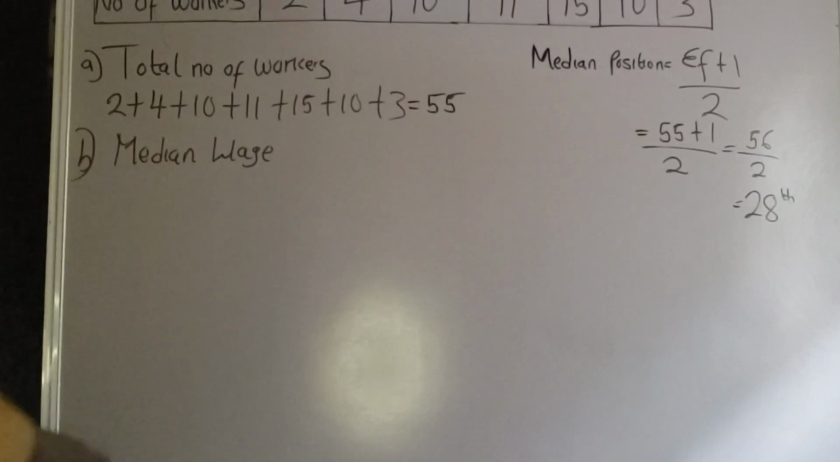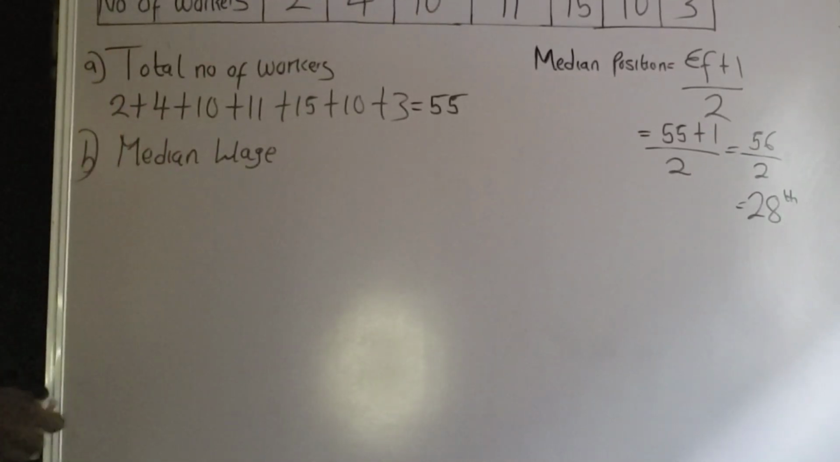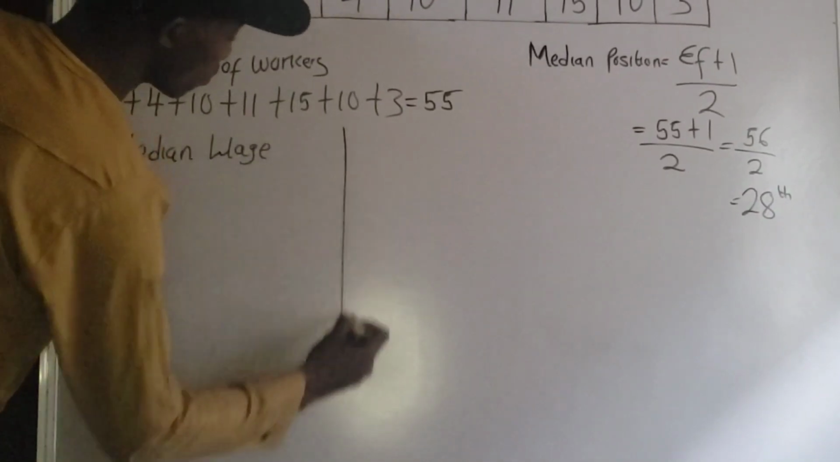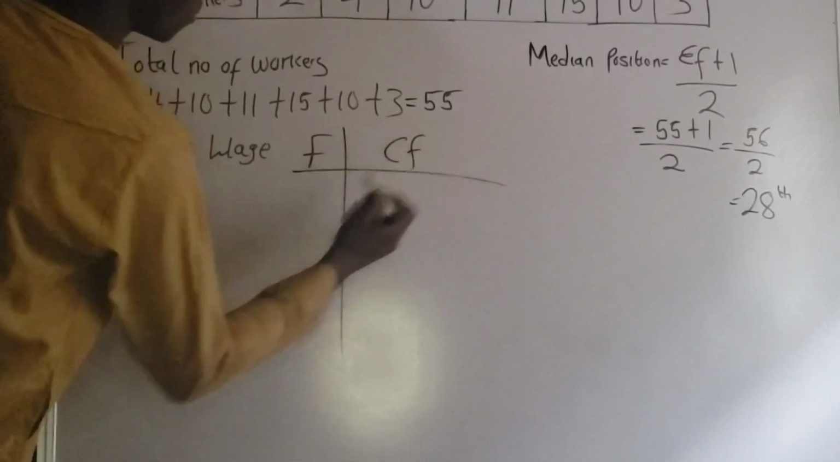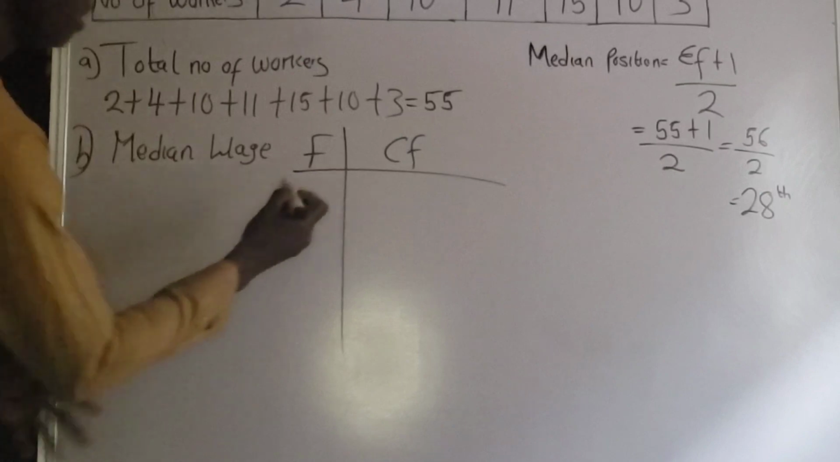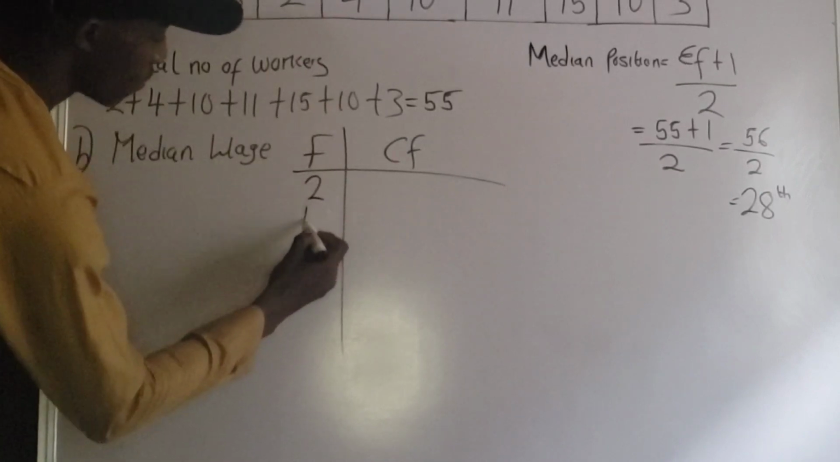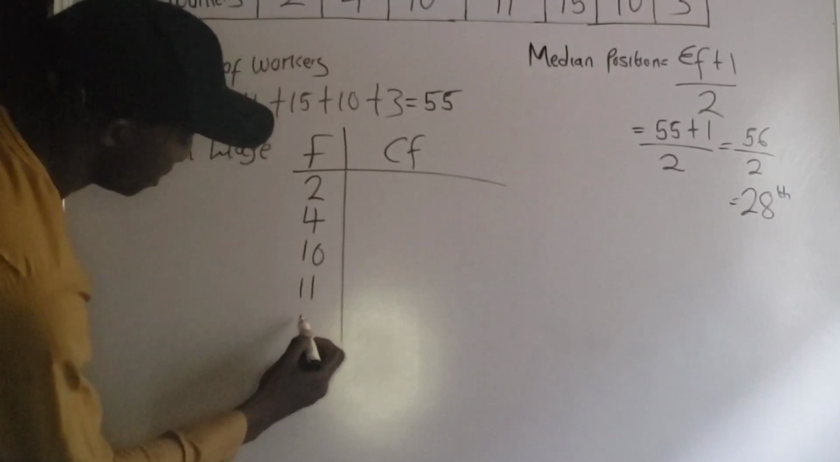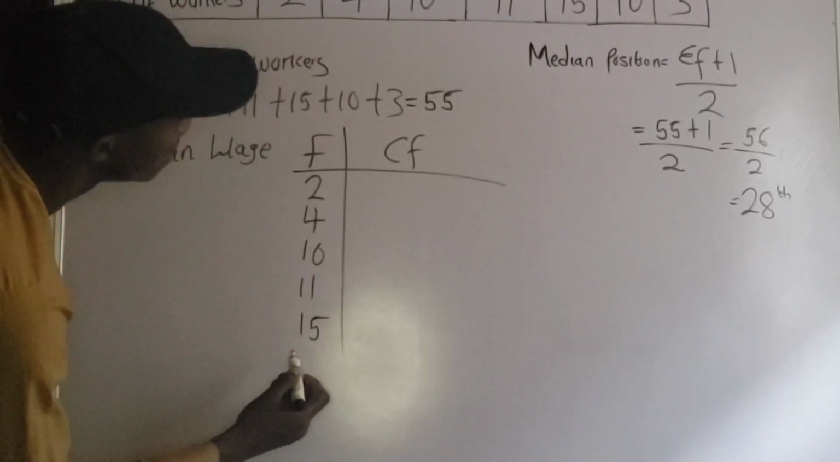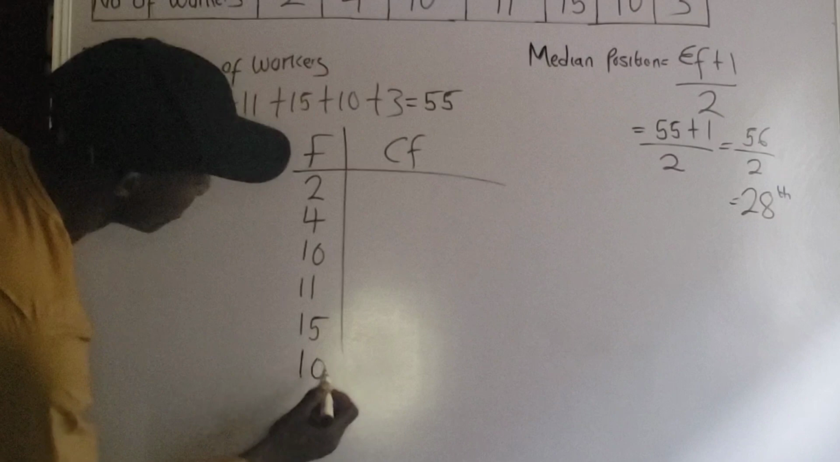After getting the position of our median class, the next step is that we are going to construct our table. This will represent frequency and this for cumulative frequency. The frequency that we have here are 2, 4, 10, 11, 15, 10, and 3.